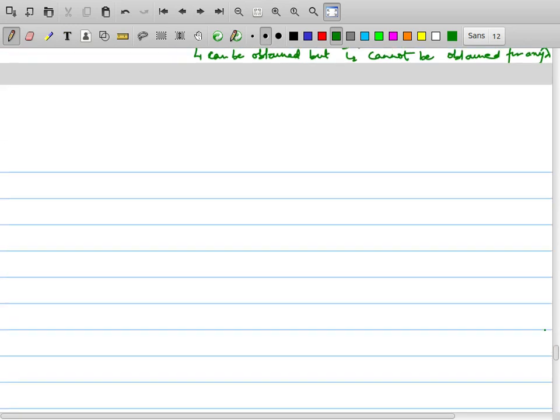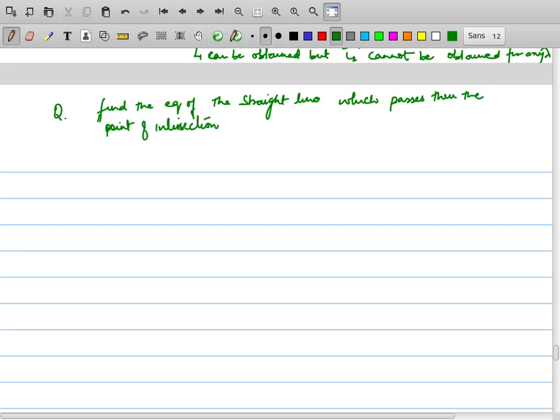Therefore, for example, let's take an example. We'll take a big example on this. Find the equation of the straight line which passes through the point of intersection of the lines x plus y plus 4 equals 0 and 3x minus y minus 8 equals 0. Now we stop at this point and we are given just this much information. We are not given any extra condition. We are just asked to find the equation of the straight line which passes through the point of intersection of these two lines.